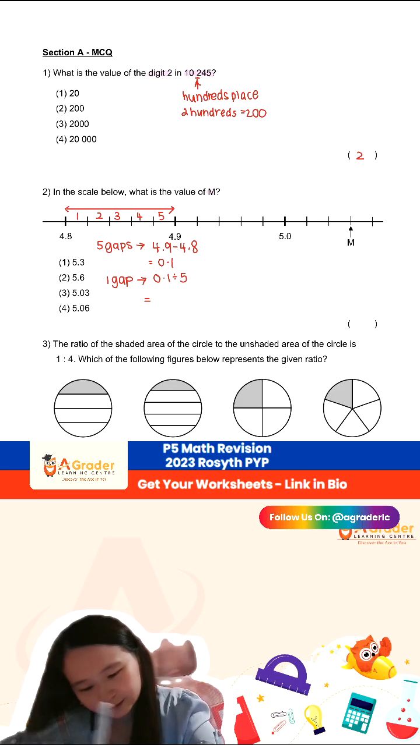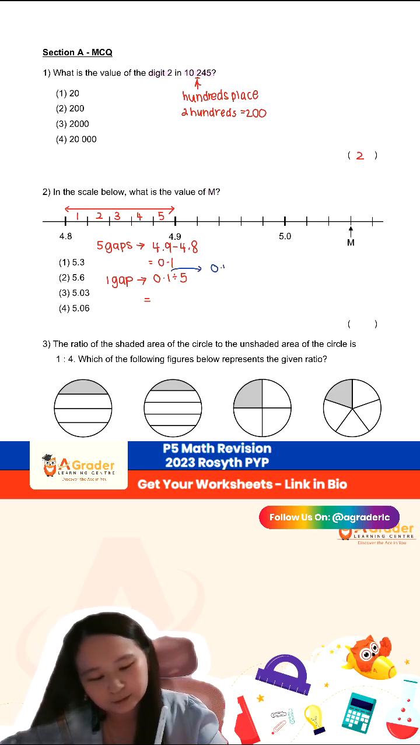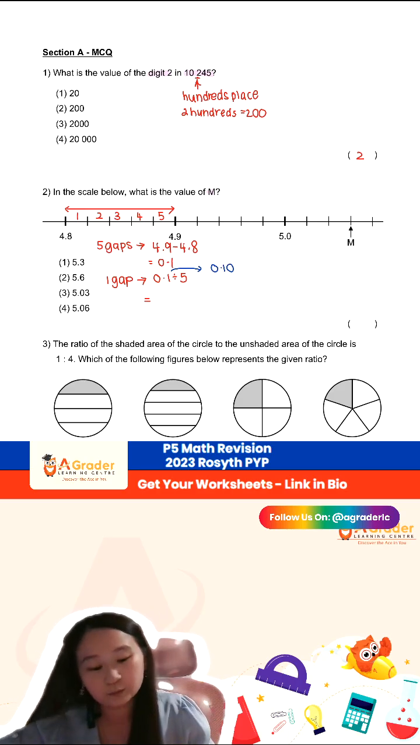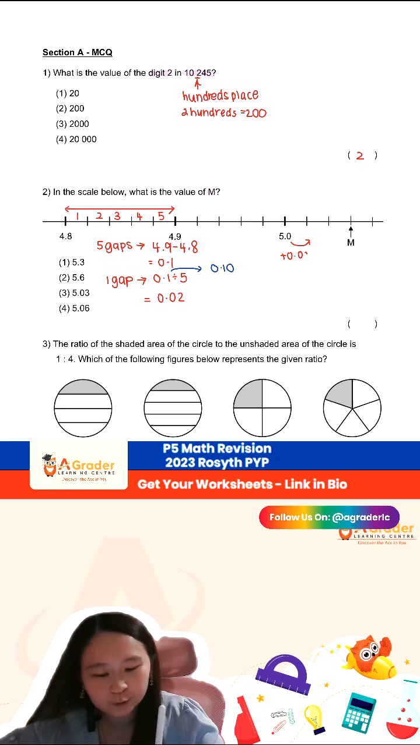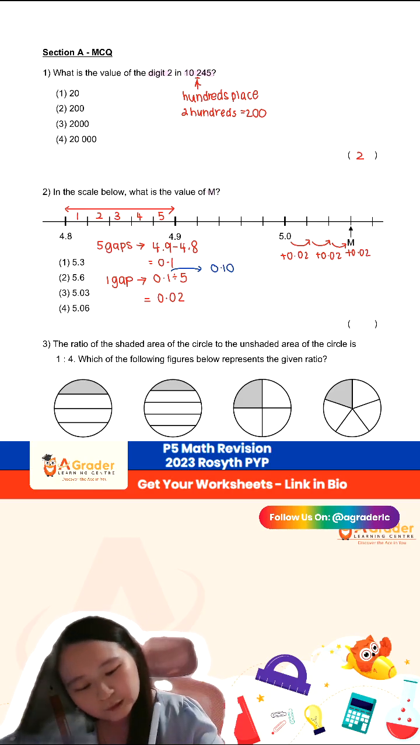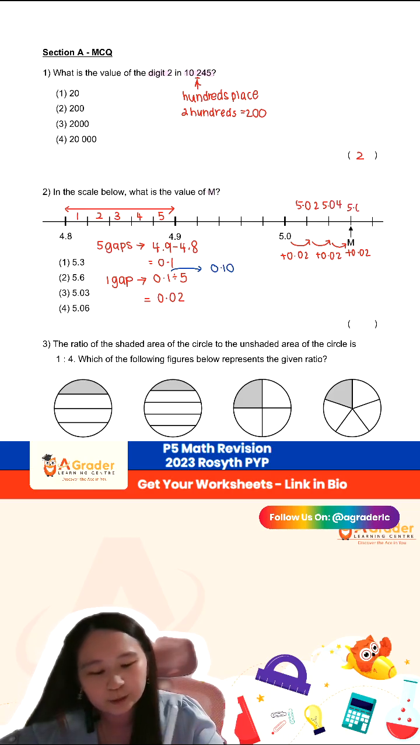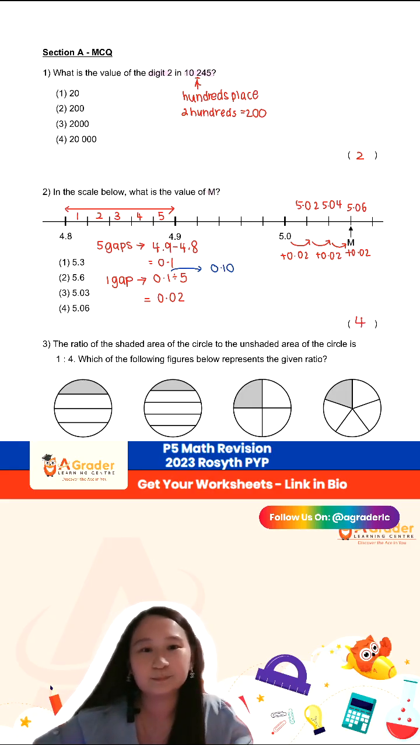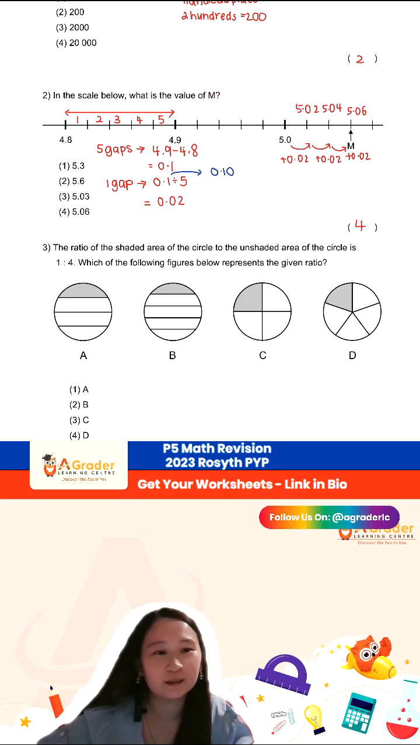Okay, so this 0.1, we can read it as 0.10. So 10 divided by 5, we get 2. So 0.1 divided by 5, we get 0.02. So that's for one gap. So every increase in gap, you increase by 0.02. So until m, you should get 5.02, 5.04. Then your m should be 5.06. Yep. Option 4 is the answer. Good that many of you got it correct.